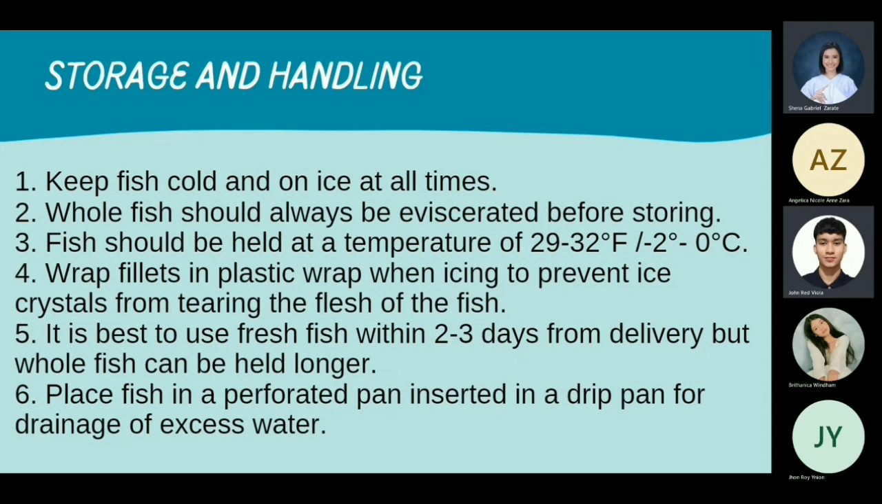Number 3, fish should be held at a temperature of 29 to 32 degrees Fahrenheit, or negative 2 degrees to 0 degrees Celsius. Number 4 is wrap fillets in a plastic wrap when icing to prevent ice crystals from tearing the flesh of the fish. The next one is, it is best to use fresh fish within 2 to 3 days from delivery, but whole fish can be held longer.